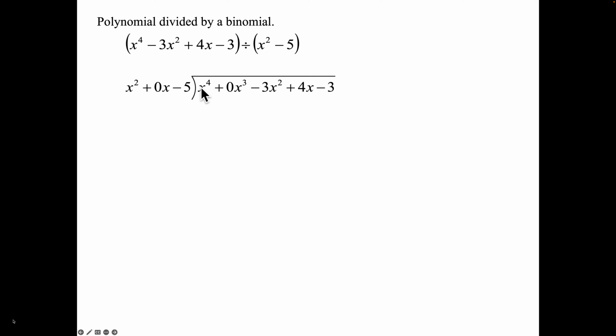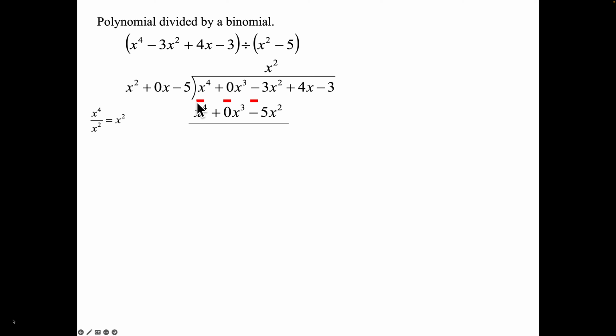Divide leading terms. X to the fourth divided by x squared is x squared. Put the x squared above your minus 3x squared. So now we're going to have 3 columns. X squared has to be multiplied to all 3 terms. And we know we're going to get a 0 here every time, but that's okay. X squared times x squared is x to the fourth. X squared times 0x is 0x cubed. X squared times minus 5 is minus 5x squared.